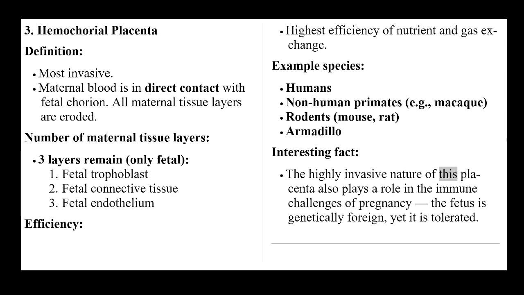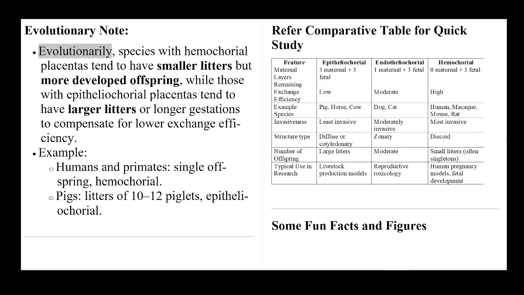Interesting fact: the highly invasive nature of this placenta also plays a role in the immune challenges of pregnancy. The fetus is genetically foreign, yet it is tolerated. Evolutionary note: evolutionarily, species with hemochorial placentas tend to have smaller litters but more developed offspring, while those with epitheliachorial placentas tend to have larger litters or longer gestations to compensate for lower exchange efficiency. Example: humans and primates, single offspring, hemochorial. Pigs, litters of 10 to 12 piglets, epitheliachorial.